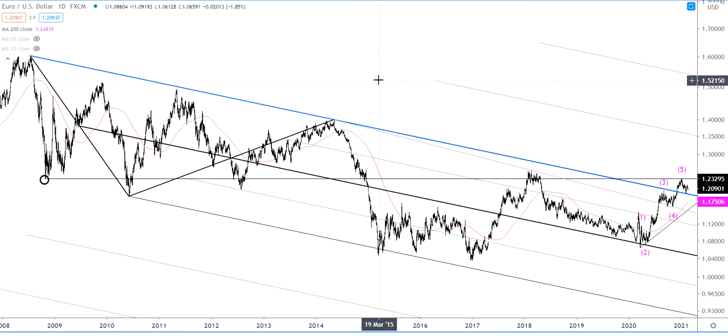Hey traders, Jamie Setley here. It is February 18th, 2021, and we're going to take a deep dive into Eurodollar.